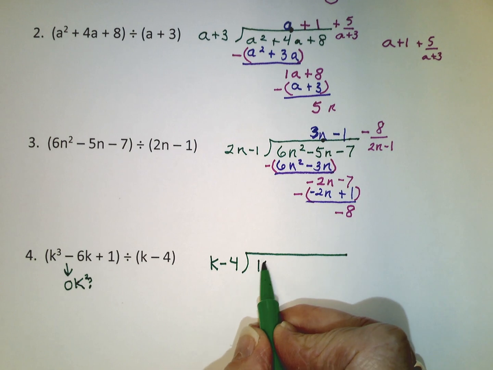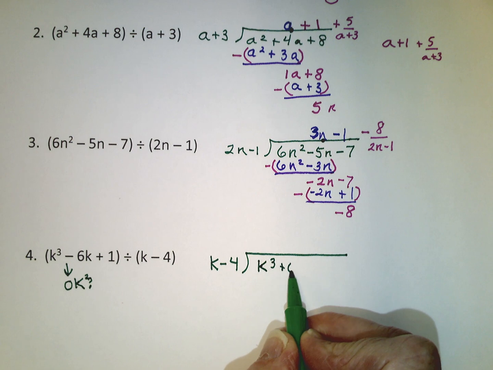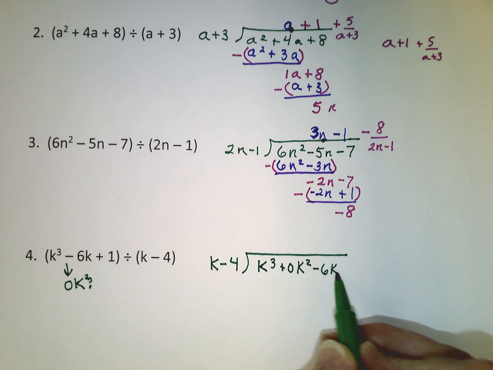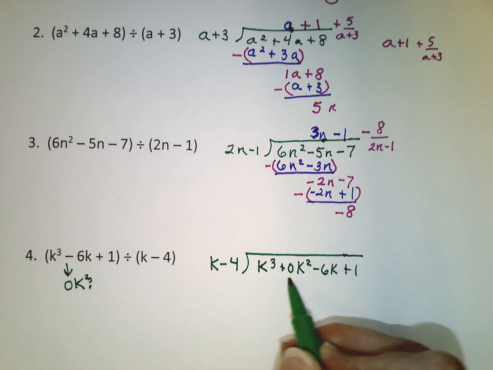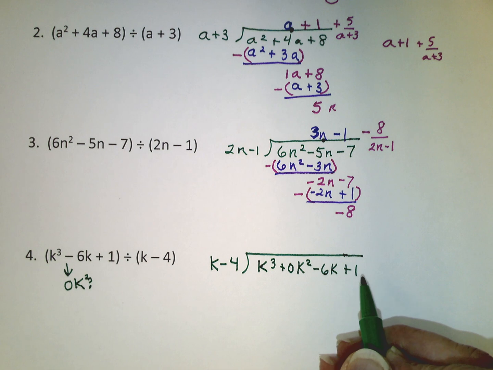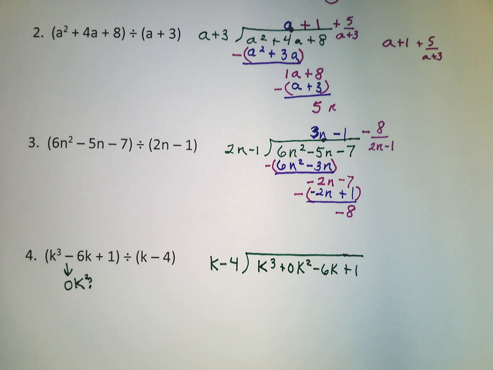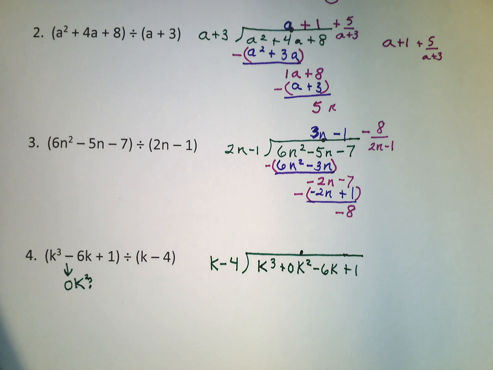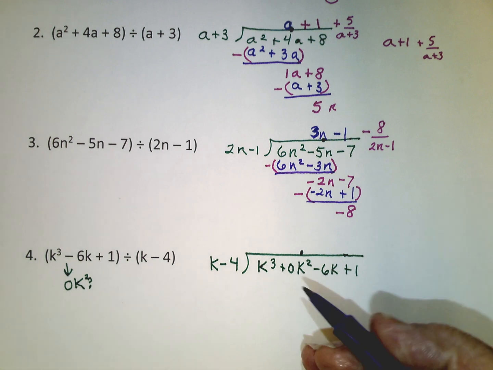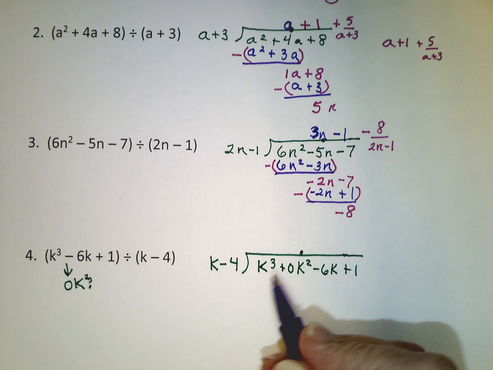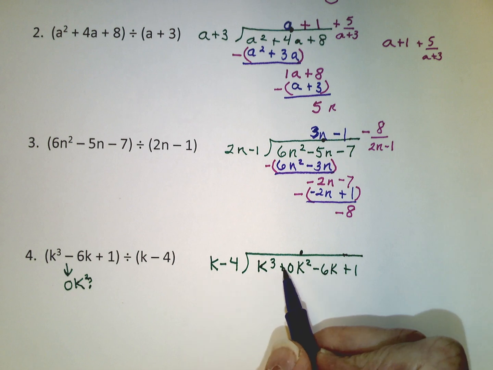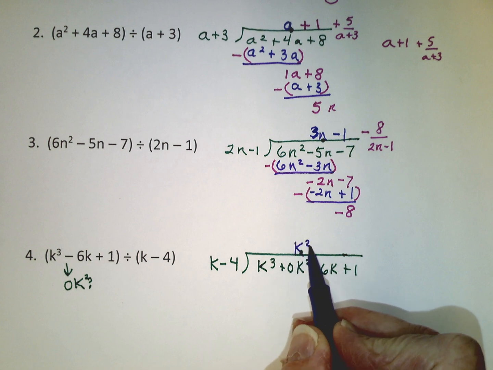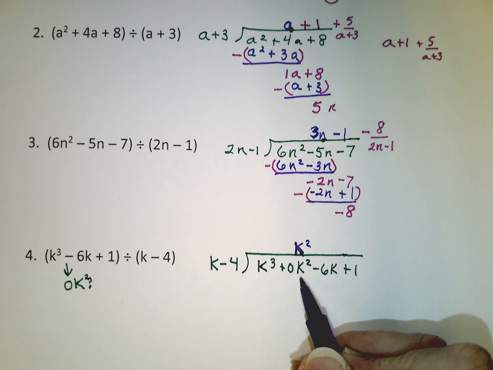So this is going to become k to the third plus 0k squared, and then the minus 6k, and then the plus 1, because we have to have every place value in there. All right, going to have to do two terms. The first answer is going to go over that 0k squared. Well, what do you multiply times k to get k to the third? Now that's going to have to be k to the second. I'll put it right there where we said it would go.